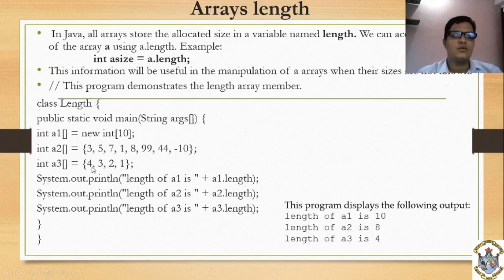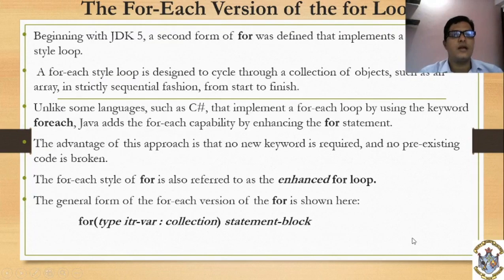Okay, for int a3, we have stored only 4 elements, so its size is 4. Now I am displaying here a1 dot length, a2 dot length, a3 dot length. In a1 dot length, its size is 10. In a2 dot length, its size is 8. In a3 dot length, its size is 4. Clear? Yes. It is not displaying the values. If you want to display the values, then what do you have to do? You have to write 3 for loops for a1, a2 and a3, and according to the size, display the values of that size.